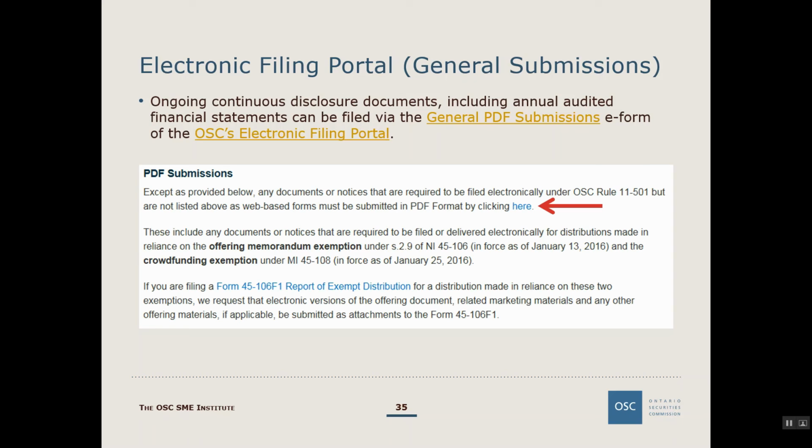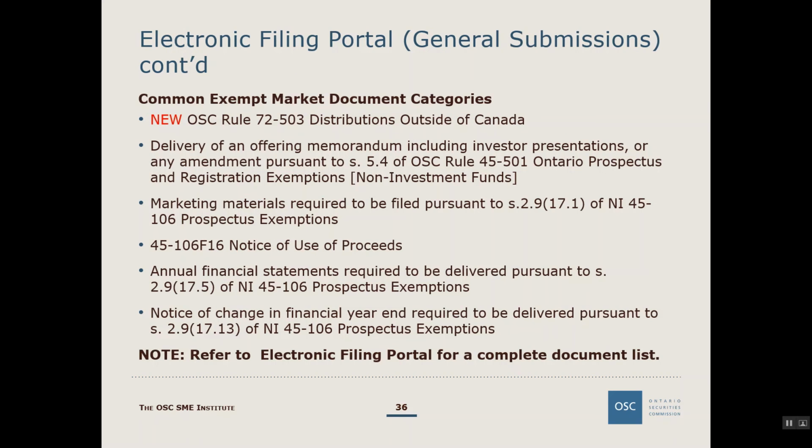General document submissions can be made through the General PDF Submissions section of the OSC's electronic filing portal. Under the PDF Submissions section heading, click the Here hyperlink in order to access the fillable form template. Exempt market filers may file various types of documents as general submissions. This slide captures some of the more common document types. Please ensure that your filings are made under the correct document type.